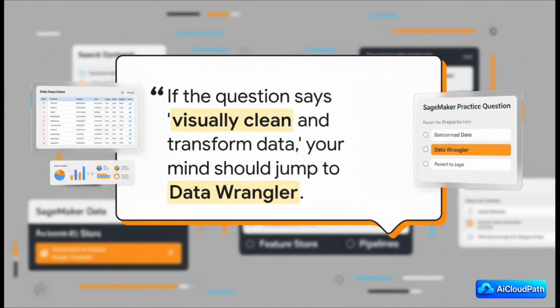Look, if you only remember one single thing from this entire explainer, please make it this. That exact phrase, visually clean and transform data, that's the trigger. You need to train your brain to make that connection instantly. You see that phrase, you think Data Wrangler. It's as simple as that.